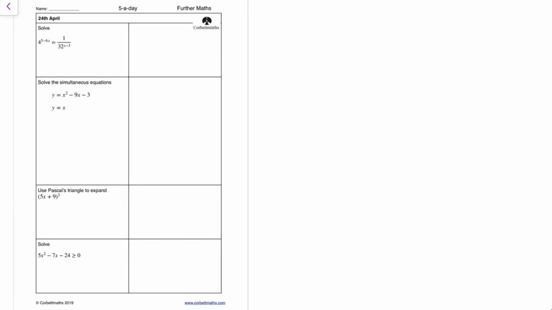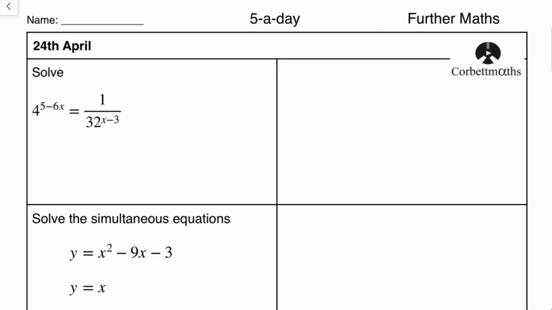24th of April, further maths 5 a day, and let's just go straight with the first question. Right, looks like an index rule question. Again, I'm thinking powers of 2. I mean, I could do powers of 16 or 32 or something silly, but powers of 2 seems to make it easier. 4 is the same as 2 squared, so I'm going to write this as 2 squared to the power of 5 minus 6x.